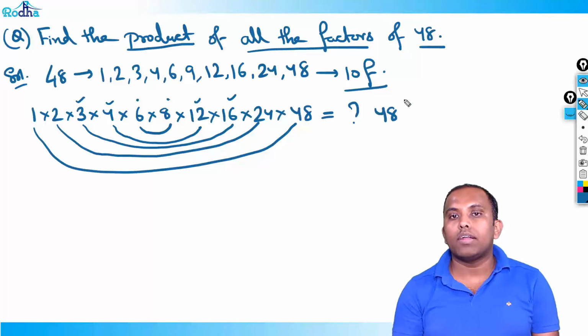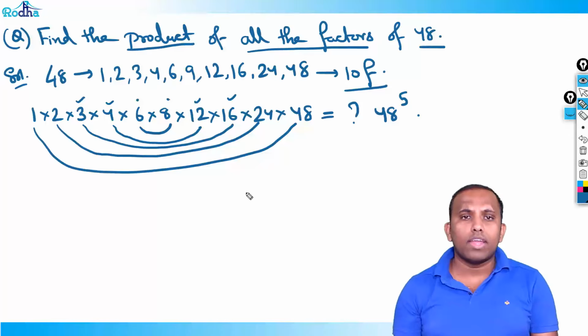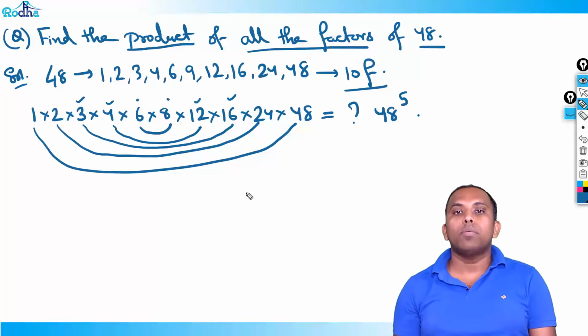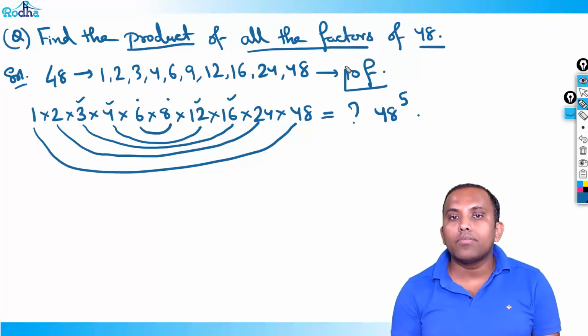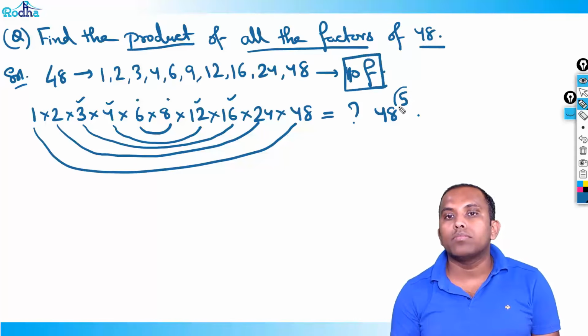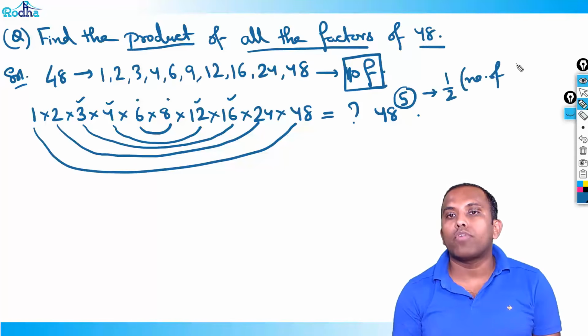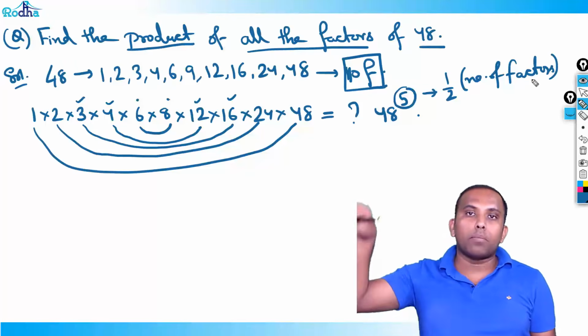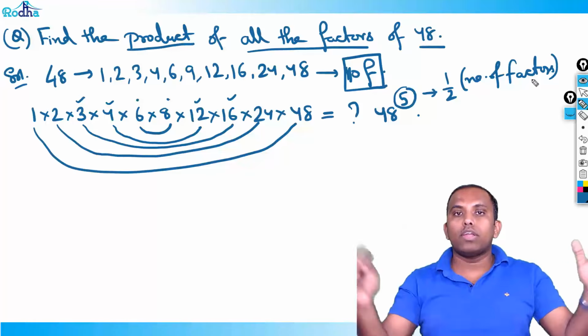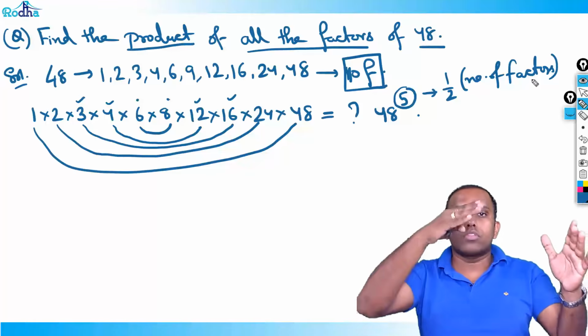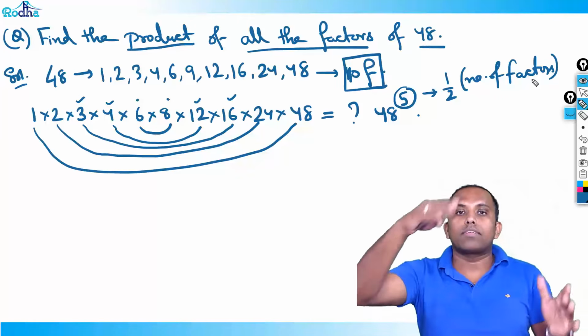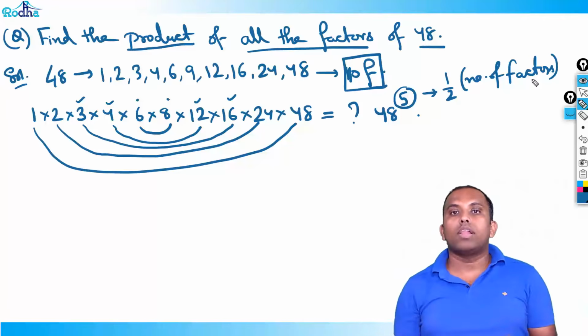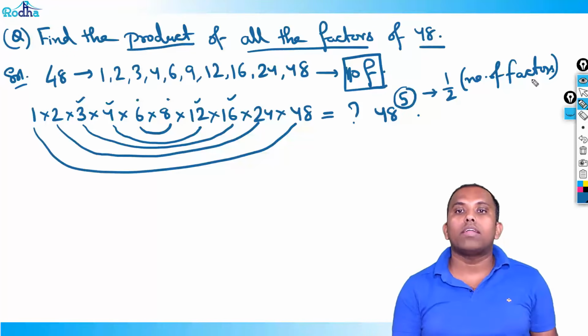That means the answer is 48 raised to 5. So very simple: if there are 10 factors here, then the power will be 5, that is half into the number of factors. Why half? Because if there are 10 factors, I can make 5 pairs: 1 into 48, 2 into 24, 3 into 16, 4 into 12 and 6 into 8. So I'll get five 48s.